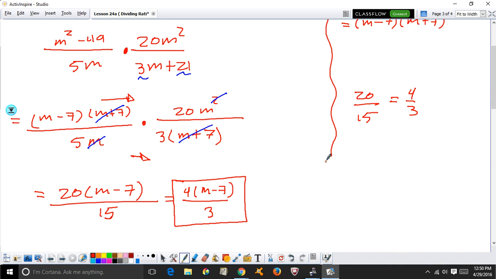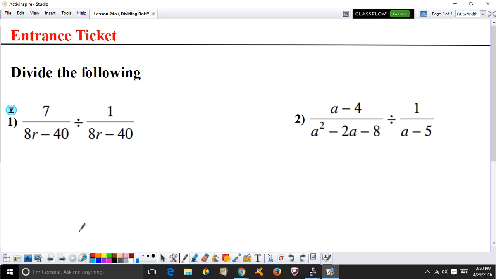Now, because of time issues, we're going to skip the last example, and we're going to go straight into the entrance ticket. So here's your entrance ticket. Now, divide the following. Remember that the idea that we were practicing here was to convert that division into a multiplication. Now that it's in multiplication form, we factor it out, and then we cancel out, and we simplify it if possible.